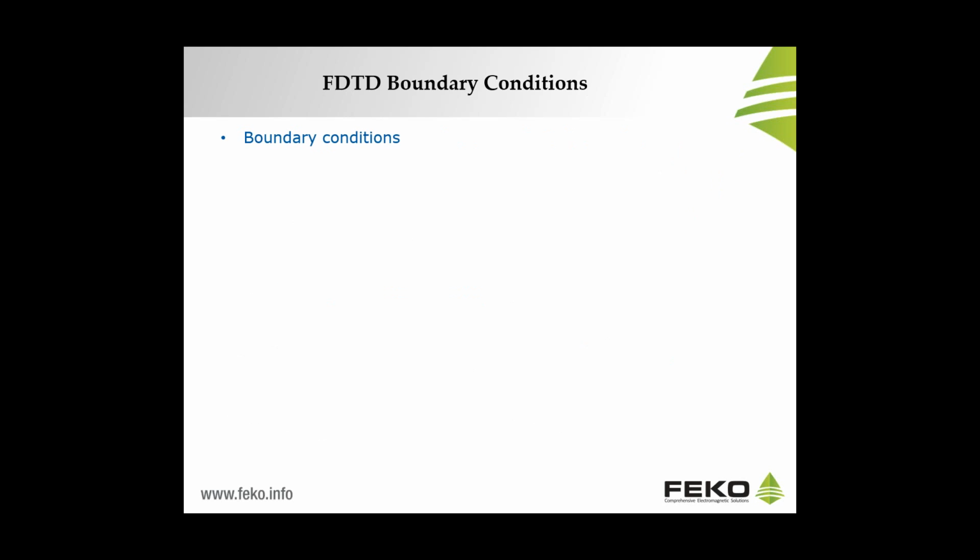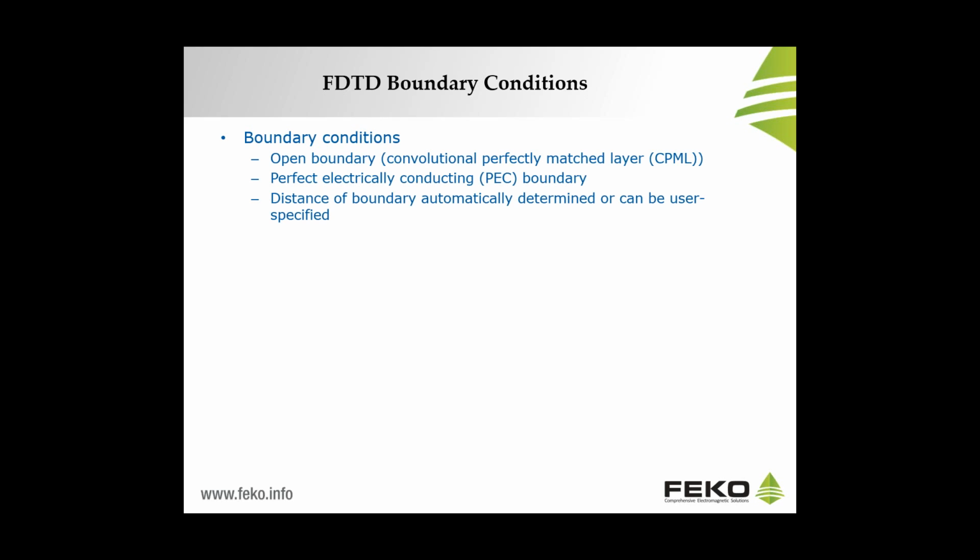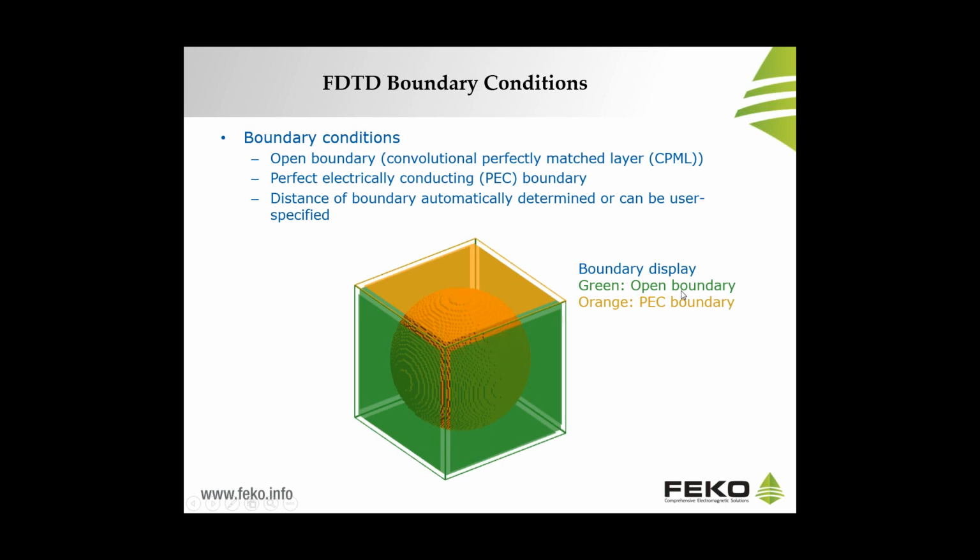If we talk about boundary conditions, you will see that we have two boundary conditions. The first one is an open boundary, which is based on a convolutional perfectly matched layer, CPML. And the second one is a perfect electrically conducting PEC boundary. And of course, the distance of the boundary can be automatically determined or can be defined by the user. And here you can see an image from FEKO, where you have in green the open boundaries and in orange the PEC boundary.